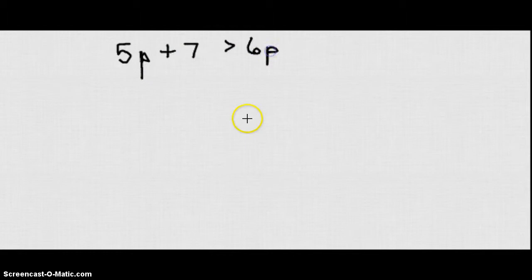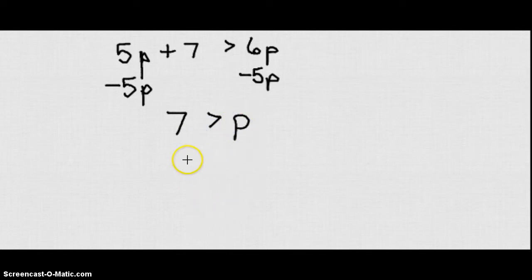Alright, so let's say we have variables on each side. Something like 5p plus 7 is greater than 6p. Just like with the equations, I want to get all my like terms on the same side. So I'm just going to go ahead and subtract 5p. Mainly I do that because 5 is less than 6 and it's going to leave me with positive numbers. So I'm going to get 7 is greater than 1p, or just p. Meaning the same thing as p is less than 7. If 7 is greater than p, we know that p is less than 7.